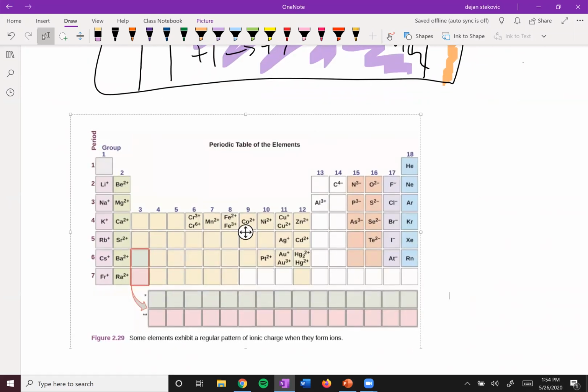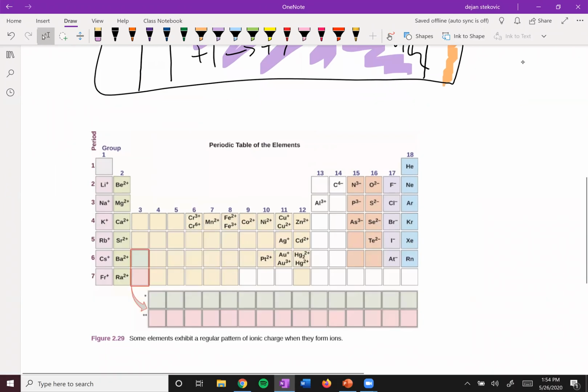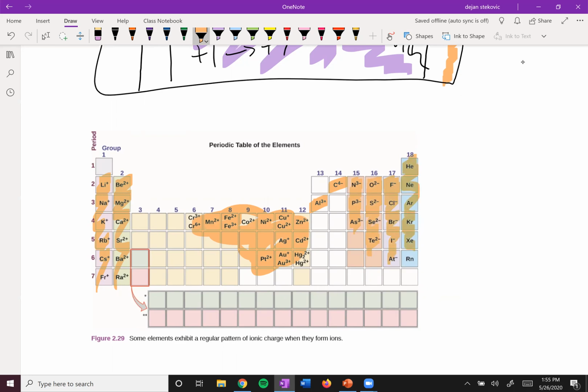Right, and so you can see this image essentially shows you the same thing here. Everything in group 1 is going to be +1, group 2 +2. The transition metals positive but variable. Aluminum +3, carbon -4, nitrogen's group -3, oxygen's group -2, halogens -1, noble gases 0. So you want to be able to identify the most common charges for any element based on which column it is in.